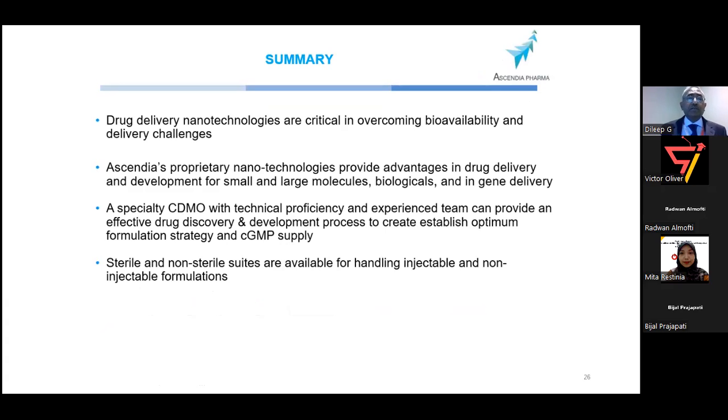So just to summarize, there are many examples, but I just wanted to give you a snapshot, an overview about the company and also the technology where we are at. Again, the drug delivery area is growing very rapidly. Ascendia offers different platforms for our clients. They're either working on oral formulation, injectable, or even topical. And we do also have sterile and non-sterile capabilities.